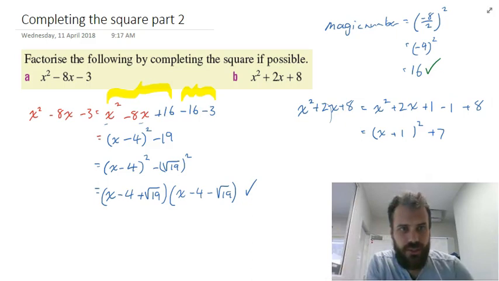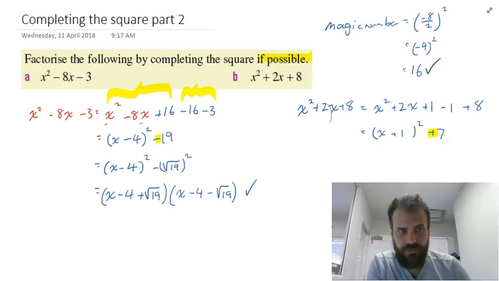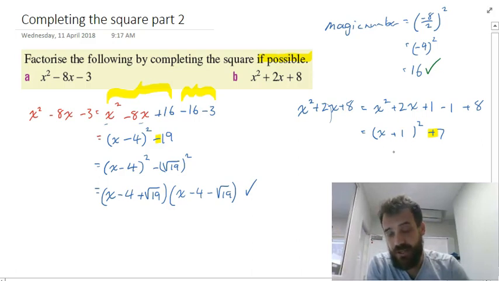Alright, now the question said, factorize the following by completing the square if possible. Now, I've gotten to this x plus 1 squared plus 7. And you remember my next step in the other question was to turn it into a difference of two squares and create this brackets here. But a difference of two squares must have a minus in it. This one doesn't have a minus in it. So, unfortunately, this is as far as I can get with this one. I just go, not possible to factorize.